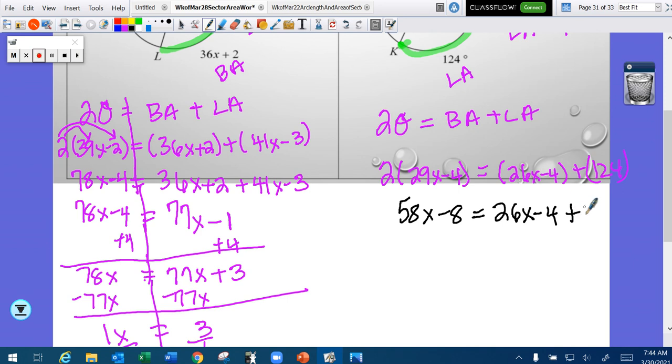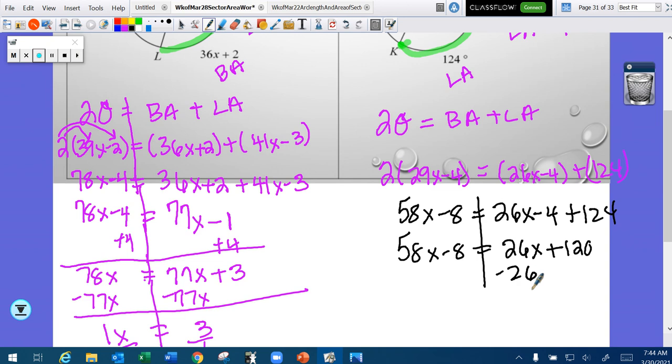This is a plus, so that just becomes 124. So you get 58x minus 8 equals 26x, combined like terms, so this is plus 120. Negative 4 plus 124 is 120. Subtract the 26x, because the constants belong on the left, and that's a plus. If I cross over the line, I change the sign.